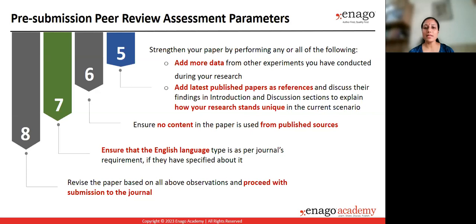At this point, please ensure no content in the paper is used from published sources. Also, ensure that the English language type is as per the journal's requirement if they have specified it. Finally, please revise the paper based on all the above observations and parameters, and now you are ready to proceed with submission to the journal.